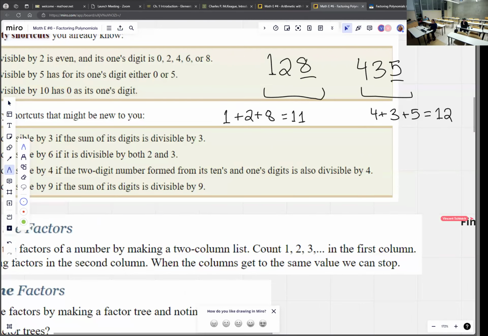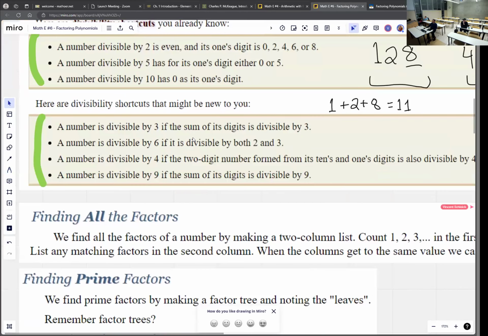If there is a fraction and one of the numbers, top or bottom, is 435, then maybe that fraction is something that you could divide by 3 top and bottom to reduce it and make it simple. A number is divisible by 6 if both 2 and 3 work, because 6 is 2 times 3.